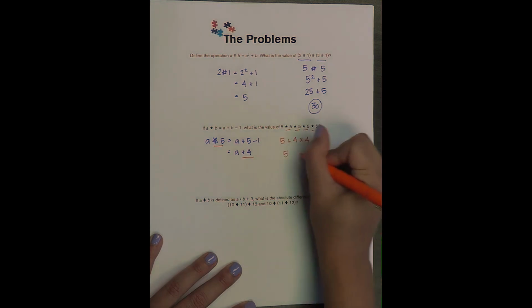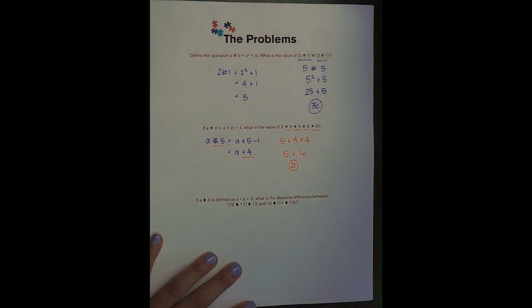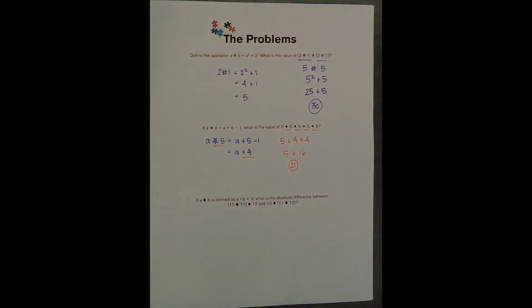So then we get 5 plus, doing our multiplication first, 5 plus 16, and then our final answer of 21. All right, so let's look at one more using that newly defined operators concept.